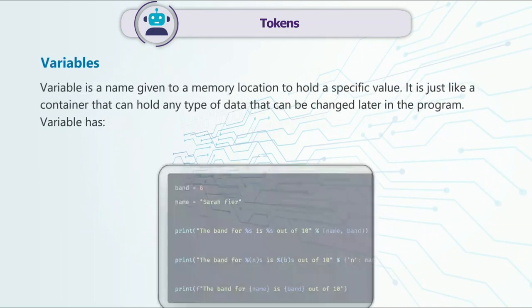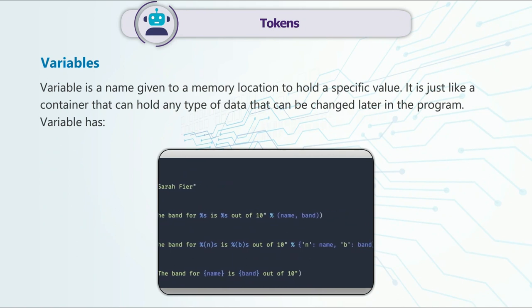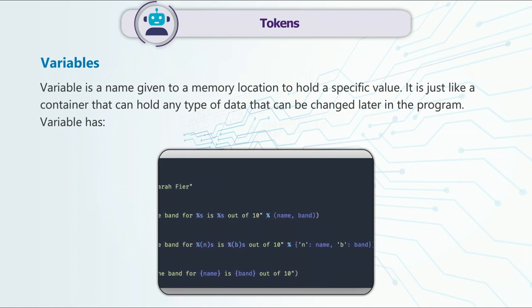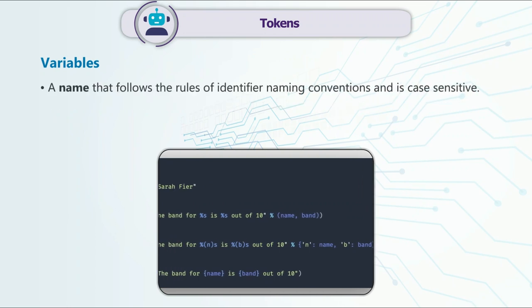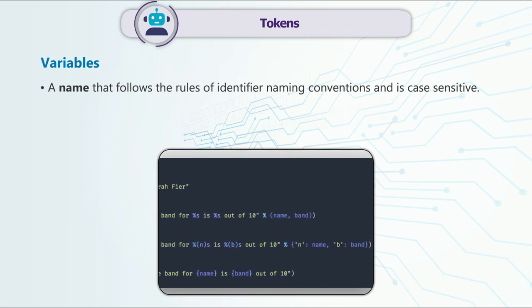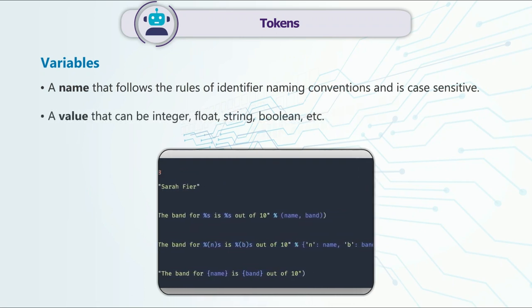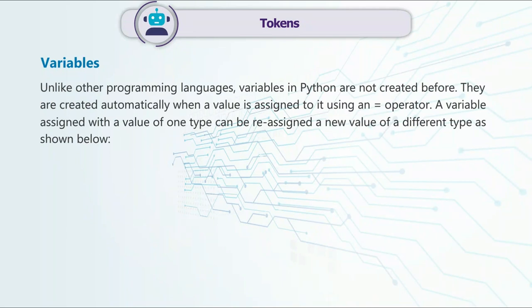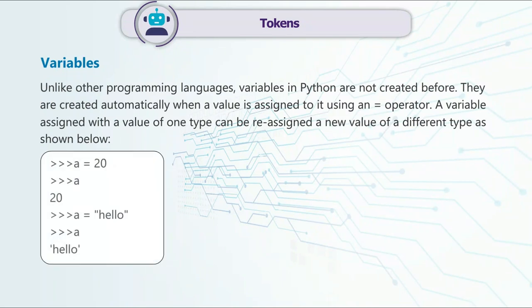Variables. A variable is a name given to a memory location to hold a specific value. It is just like a container that can hold any type of data that can be changed later in the program. A variable has a name that follows the rules of identifier naming conventions and is case sensitive. It holds a value that can be integer, float, string, boolean, etc. Unlike other programming languages, variables in Python are not declared before. They are created automatically when a value is assigned to them using the equal to operator.